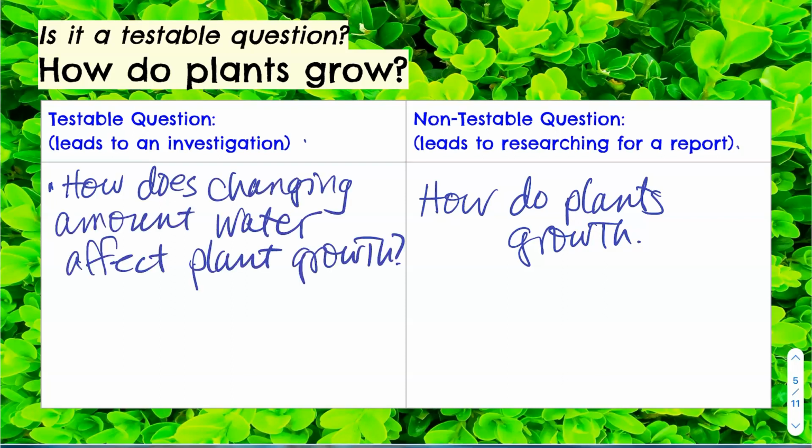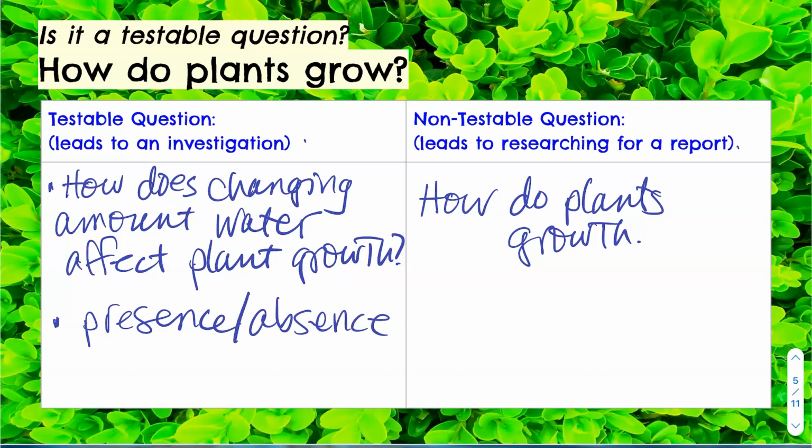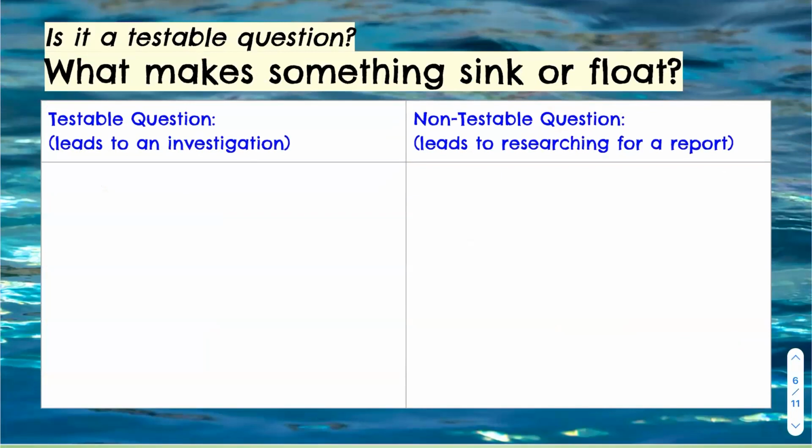Okay, we could change water and we could measure differences in plant growth. You could ask, how does presence or absence of worms in the soil affect plant growth? I'll just write this short, presence or absence of worms. Okay, so there are limitless possibilities, but you need to make the question more specific if you want it to be testable. All right, let's do another one.